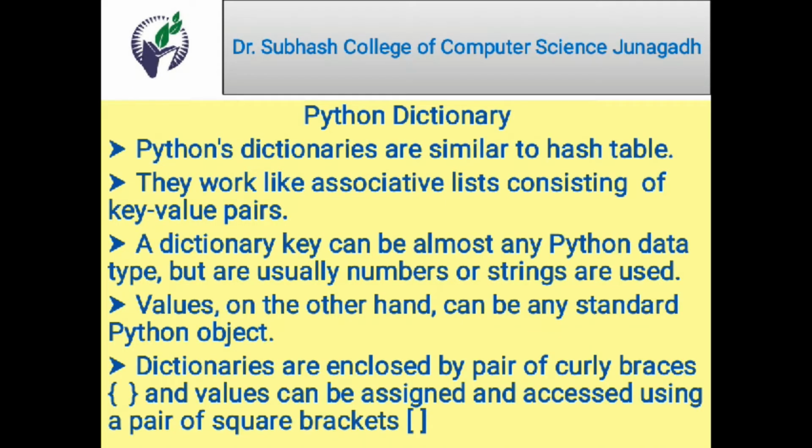Python's dictionaries are similar to a hash table, as we have discussed. In data structures, there is a concept of a hash table consisting of key values, and for each key there is some value associated. Whenever you want to search for a particular item, you can directly search the key and find out the value associated with it. They work like an associative list consisting of key value pairs.